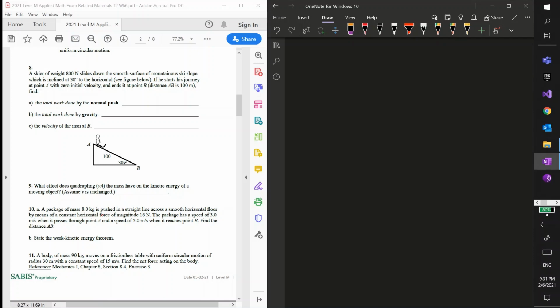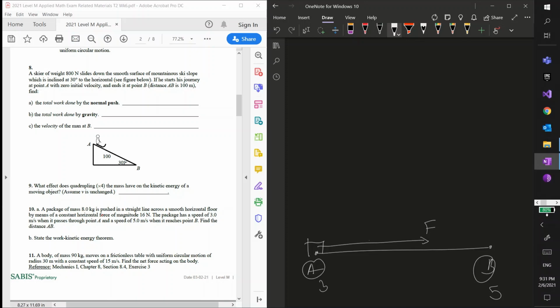It has a speed of 3 at A and a speed of 5 at B. Find the distance AB. So you have a floor, A, B. You have a box at A, it's being pushed by a horizontal force F, and its velocity at A is 3, its velocity at B is 5. Find the distance.